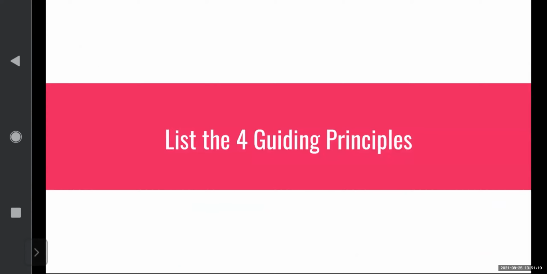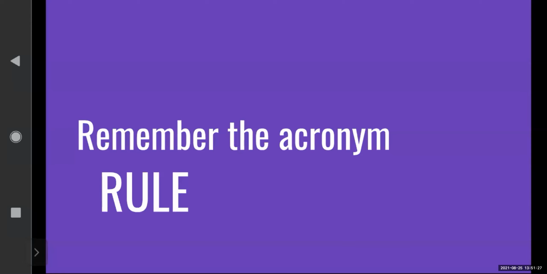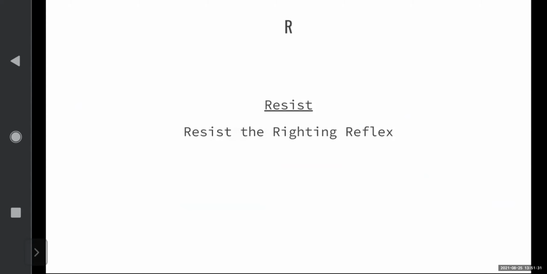Now, by the end of this lesson, you should be able to list the 4 guiding principles. And I want you to remember the acronym RULE. It can help you to remember. So we have the first one, R, which stands for resist. That's resisting the righting reflex.